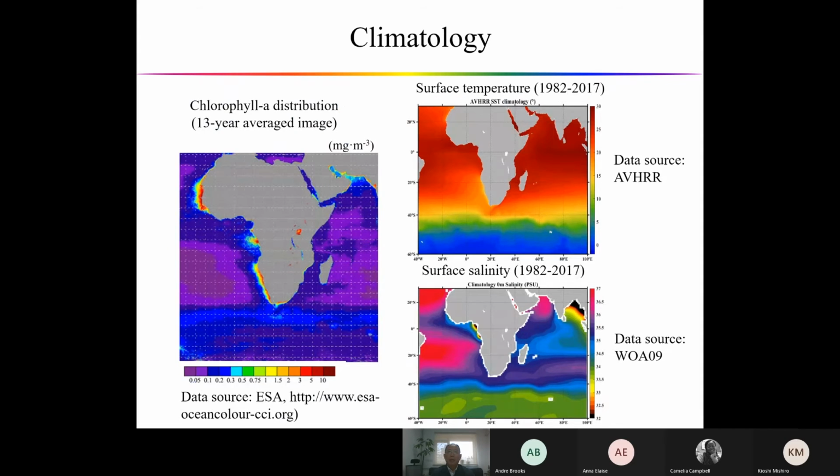Based on remote sensing data, we have got the concentration of chlorophyll A for 13 years, and the surveyed temperature and salinity data from 1982 to 2017. Obviously, chlorophyll A in the mid-ocean was much lower than that coastward in the Indian Ocean.